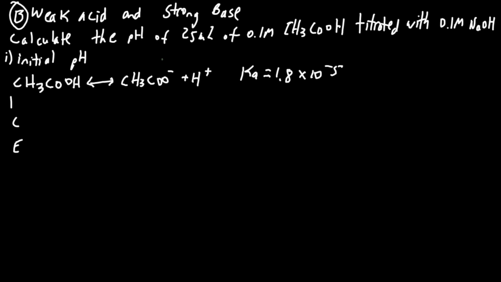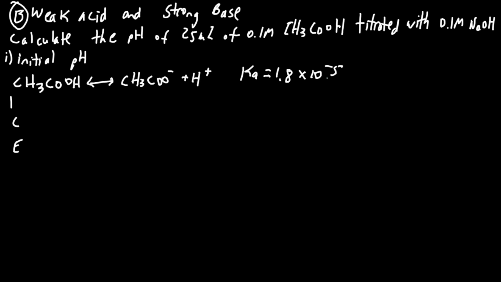So the next scenario we have is to calculate what happens to pH if we have a weak acid and a strong base. So we have to calculate the pH of 25 milliliters of 0.1 molar CH3COOH, which is a weak acid, titrated with 0.1 molar NaOH, which is a strong base. So initial pH. First we write out the equation for the dissociation of CH3COOH, and then you can look up the Ka value. So that's 1.8 times 10 to the negative 5.